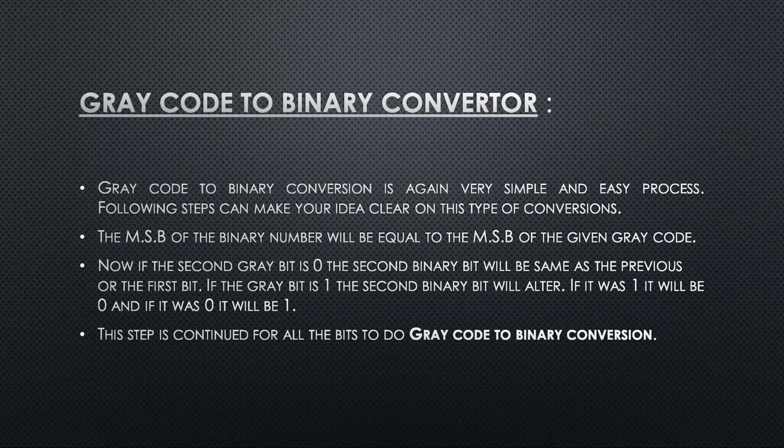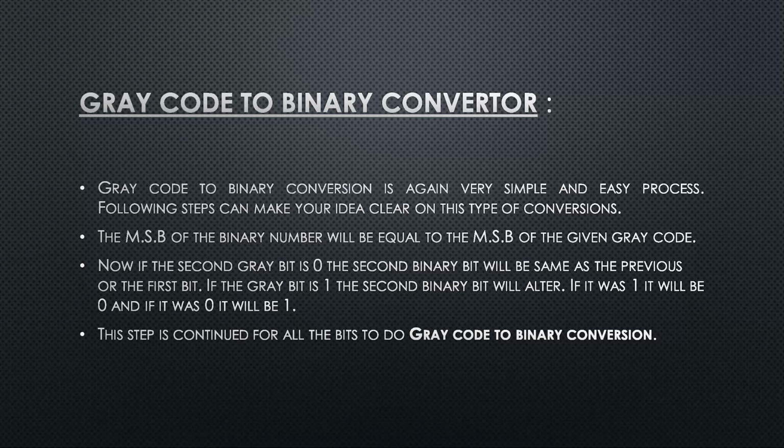And now we are going to see about gray to binary conversion. Gray to binary conversion is again a very simple and easy process. So I'm going to say what are the steps being followed here, and the most significant bit of the binary number will be equal to the most significant bit of gray code. If the second gray bit is 0, the second bit of the binary will be same as the previous one, or the first bit.